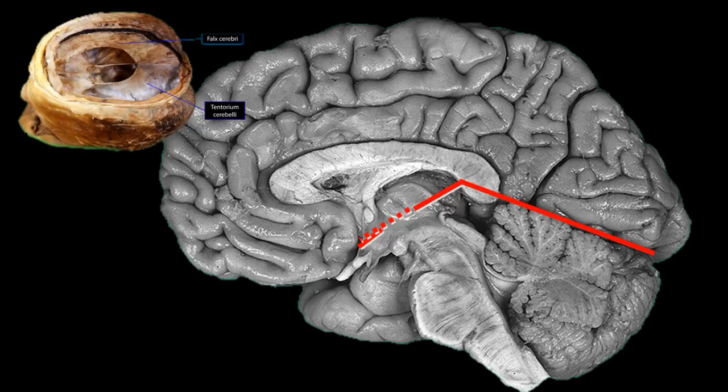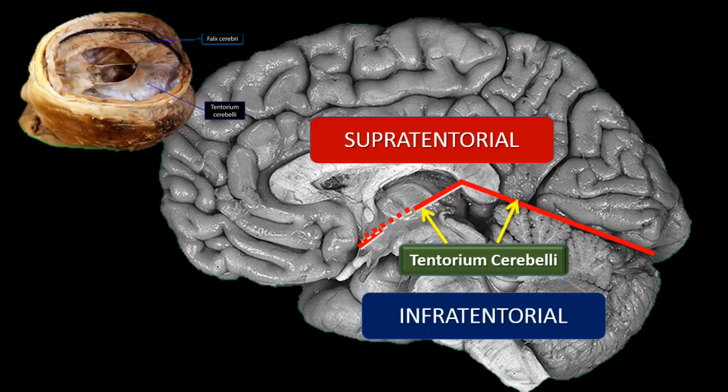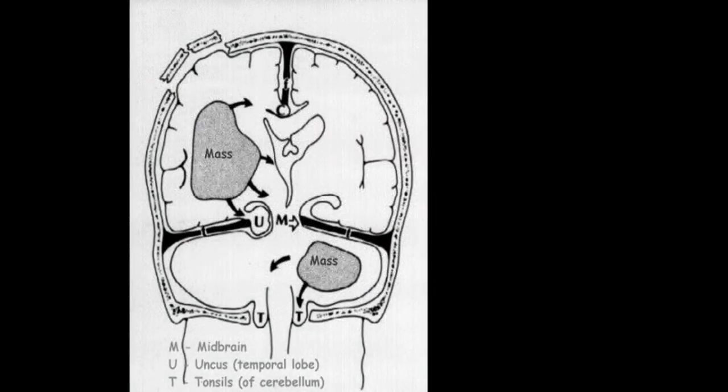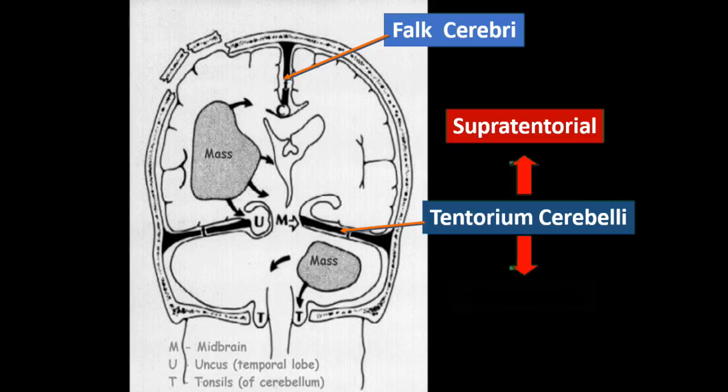And now you have either a supratentorial lesion or an infratentorial lesion. So the cerebral hemispheres, the diencephalon, and basal ganglia are supratentorial in location, while the brainstem and the cerebellum are infratentorial in location. Another view, when it comes to herniation process, the falx cerebri is another dura mater dividing the left from the right hemisphere. There you are, that's our tentorium cerebelli. So, supratentorial versus infratentorial.